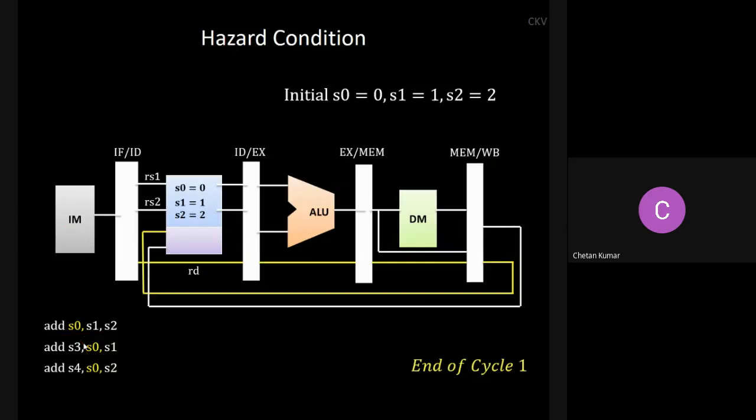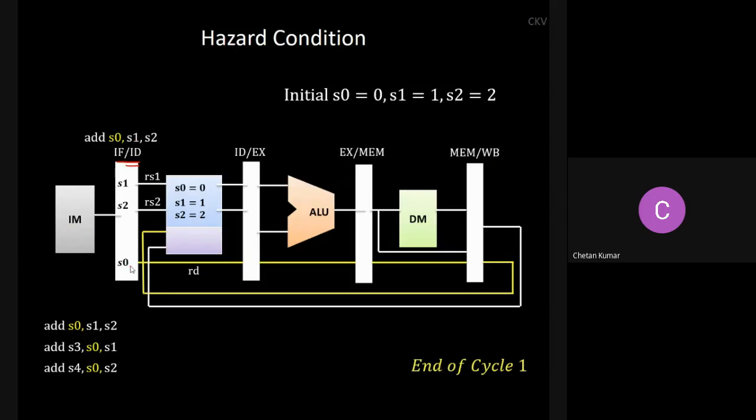So at the end of first clock cycle, I'll assume that the first instruction is already loaded into the IF/ID register, meaning it is available in the ID stage. So here, important information that I'm showing is my source 1 is S1, my source 2 is S2, and my destination register is S0.